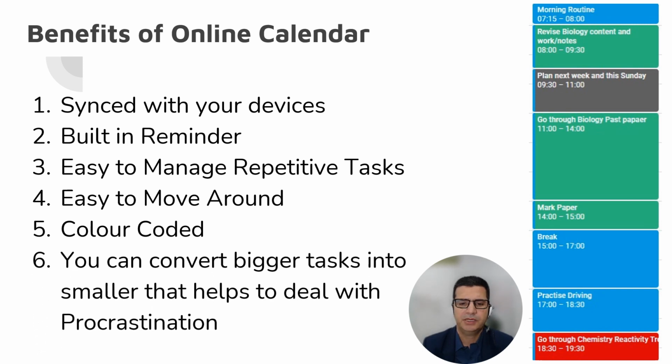And the last and very important one is you can convert bigger tasks into smaller ones. That helps you deal with procrastination, because when you think of something big, you more likely try to put it off. But if you see something small, you're more likely to do it because you think, I can do it. The harder job you have, it should be split into smaller chunks, and it's true in life as well. If you get something difficult, you do it bit by bit. If it's something easy and small, you just do it in one go.